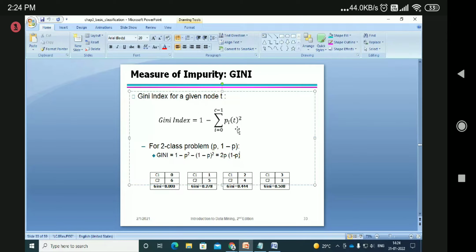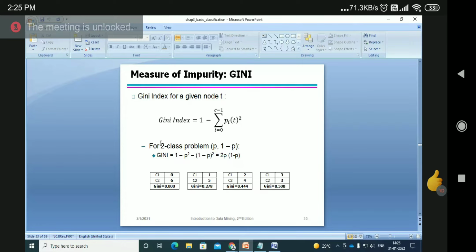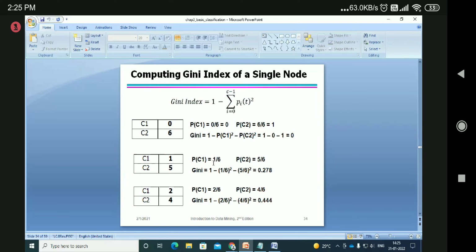So are you getting this? Simply, they have put this probability into this formula. Okay, shall I move ahead? Are you getting this? If you have any doubts, you can ask. Okay, there is an example. We will have a look at how to calculate the Gini index.